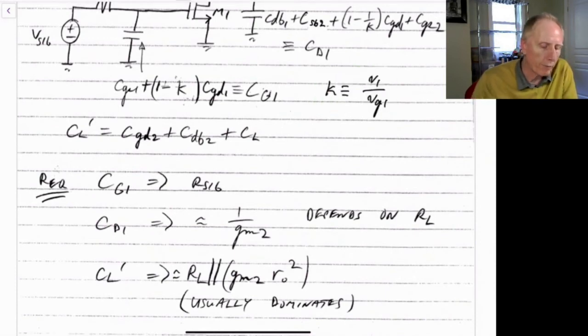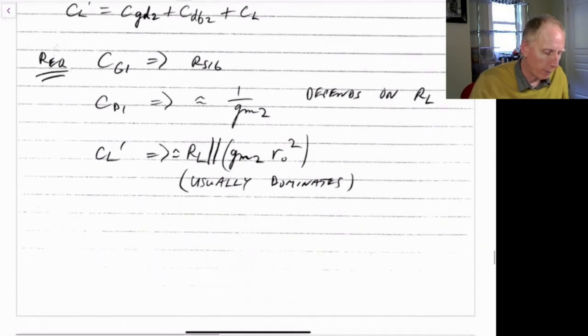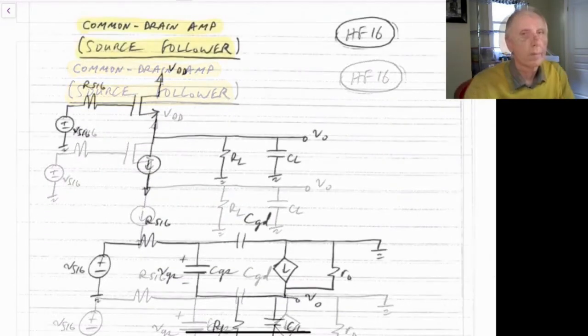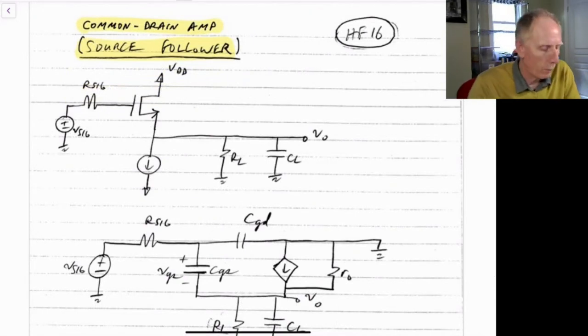So that's the big benefit of using a Cascode amplifier, is to get around the problems with the Miller effect. Okay, so now we've looked at the common source amplifier and the high frequency response for that. We also looked at the common gate amplifier because that was really the Cascode portion of a Cascode amplifier, and that was the high frequency response for that.